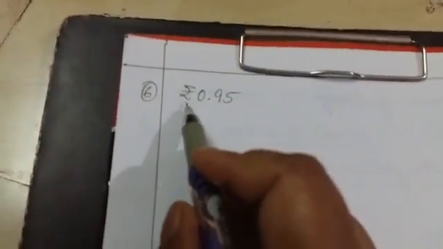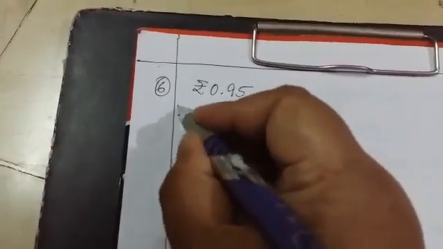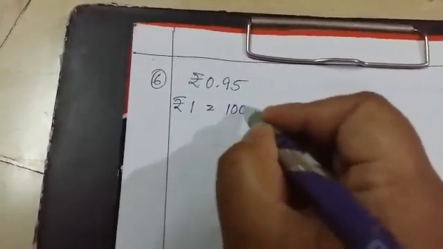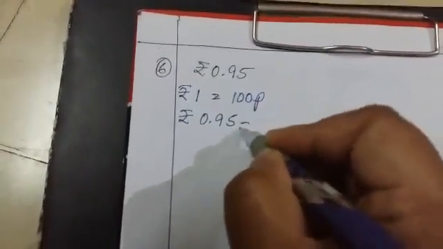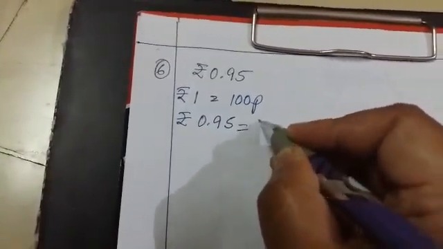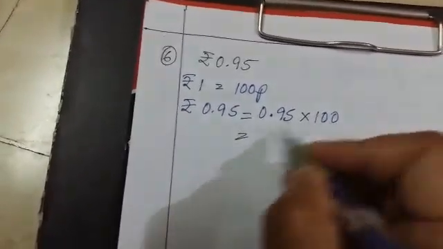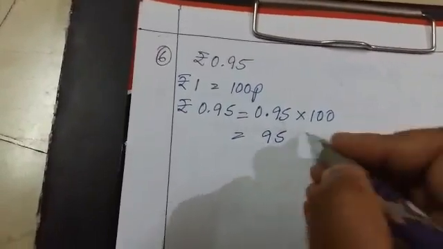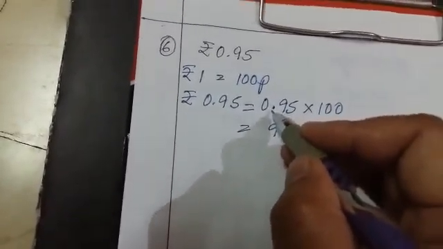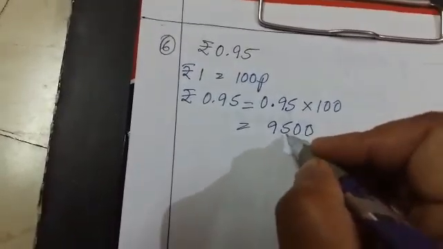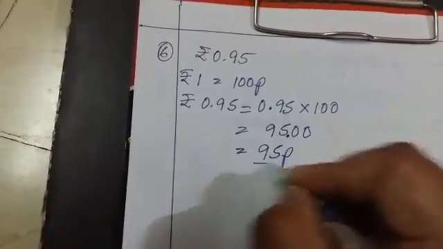The next question is given rupees 0.95. So this also we have to convert into paise. So we will write rupees 1 is equal to 100 paisa. Then rupees 0.95 is equal to 0.95 into 100. So here we will write 95 into 1, that will be 95, and 2 zeros. Now from the right hand side, before 2 digit it is given dot. So here also we will count 2 digit and we will put the dot. So the answer will be 95 paise. Clear?